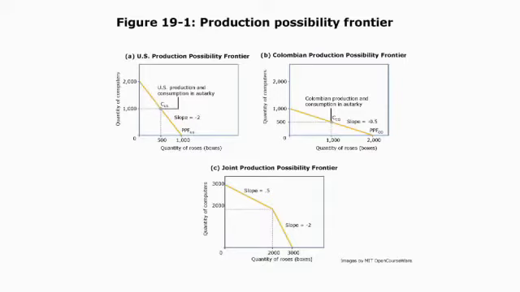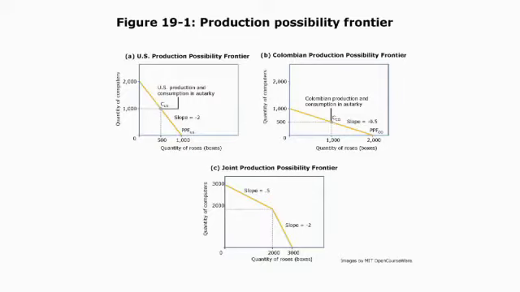Okay? But once we introduce trade, then we can take advantage of our relative expertise. And we get a new production possibility frontier, which looks like panel C. That is, if you want 2,000 computers and 2,000 roses, then you simply have the US produce just computers and Colombia produce just roses. Okay? And you can get 2,000 of each.